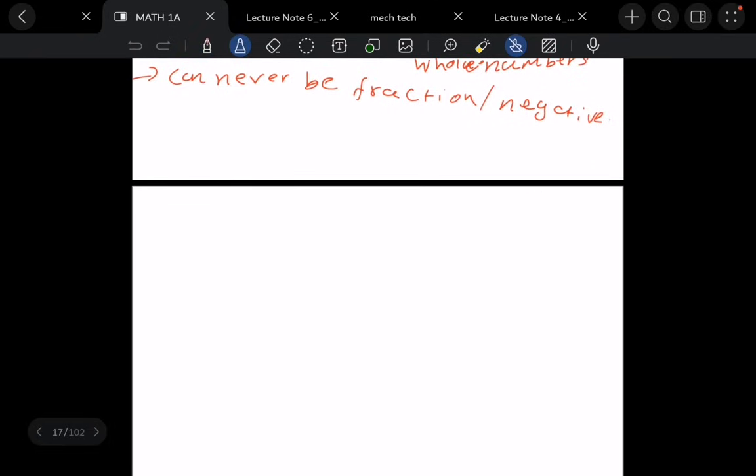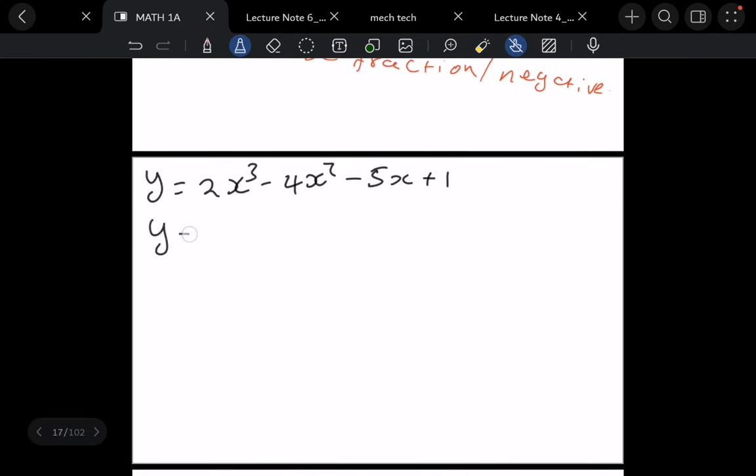What is a polynomial or not? Let me just give you y is equal to 2x cubed minus 4x squared minus 5x plus 1. Y is equal to 1 over 2x to the power 0.5 minus 1 over 2 root x minus 1. Now, which one here is a polynomial? Which one here is an algebraic expression?